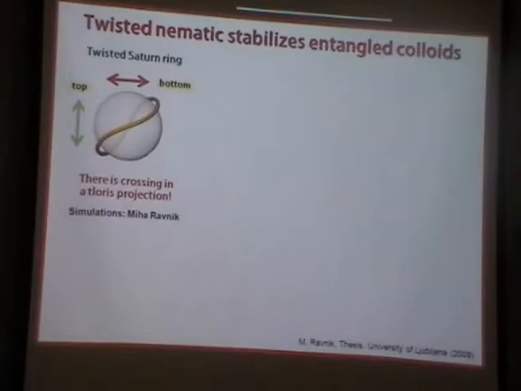And so you will have the same kind of crossings and the same kind of loops around each particle everywhere. So if on the top you have this direction, this plane tends to be in the horizontal direction, and on the other side just perpendicular. But if you are looking from the top, from the colloids projection, you can find that each particle has a crossing in this projection.